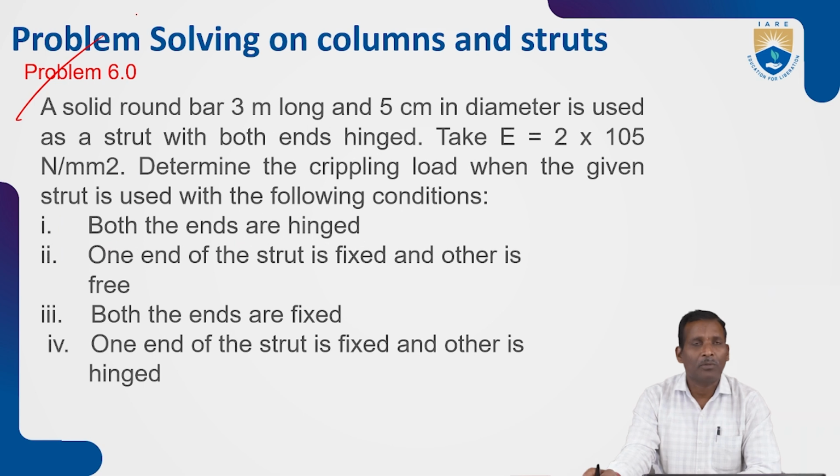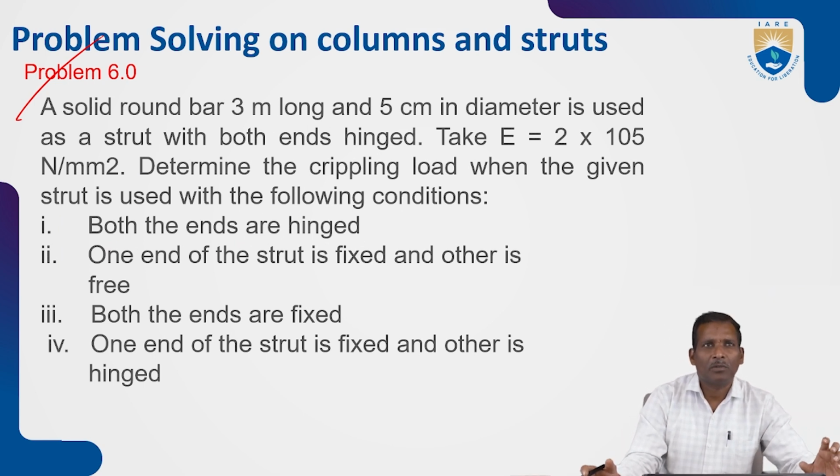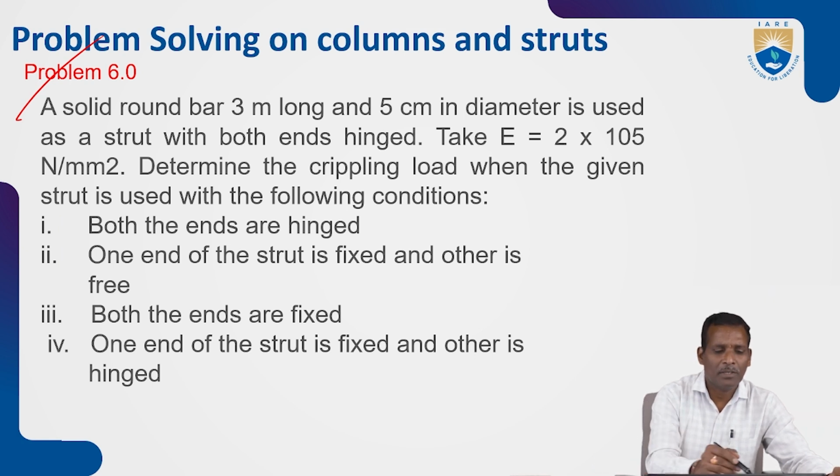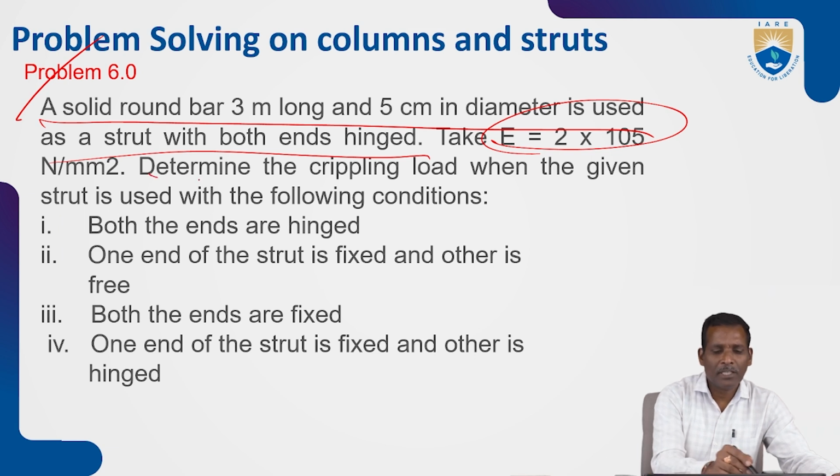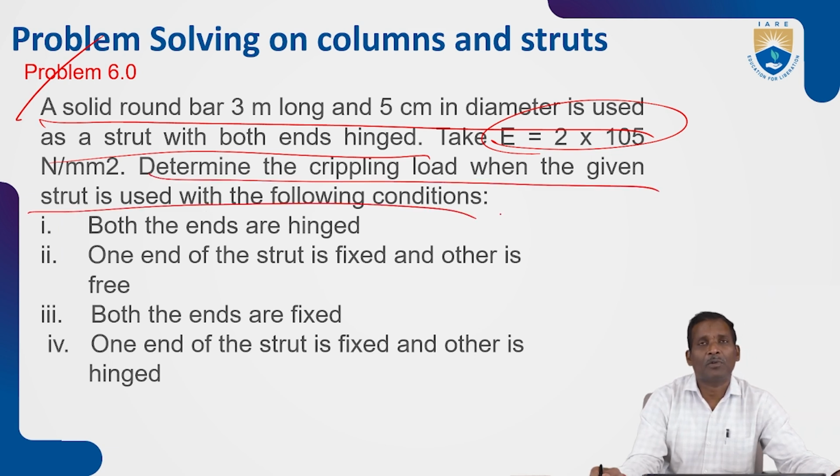So next, one problem related to the column end conditions. Already you know the column end conditions: both the ends are hinged, one end of the strut is fixed and the other end is free, both the ends are fixed, one end of the strut is fixed and the other end is hinged. So a solid round bar 3 meters long and 5 centimeters in diameter is used as a strut with both ends hinged. Take E equal to 2 into 10 to the power of 5 Newton per mm square. Determine the crippling load when the given strut is used with the following conditions.